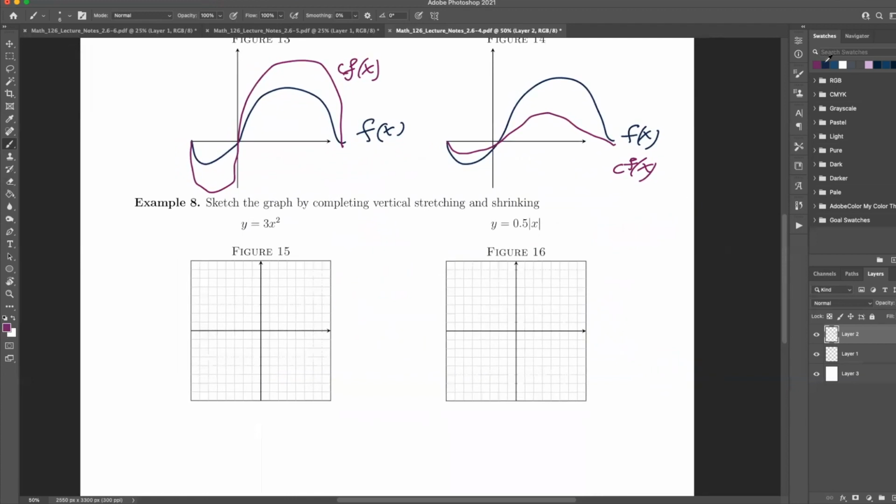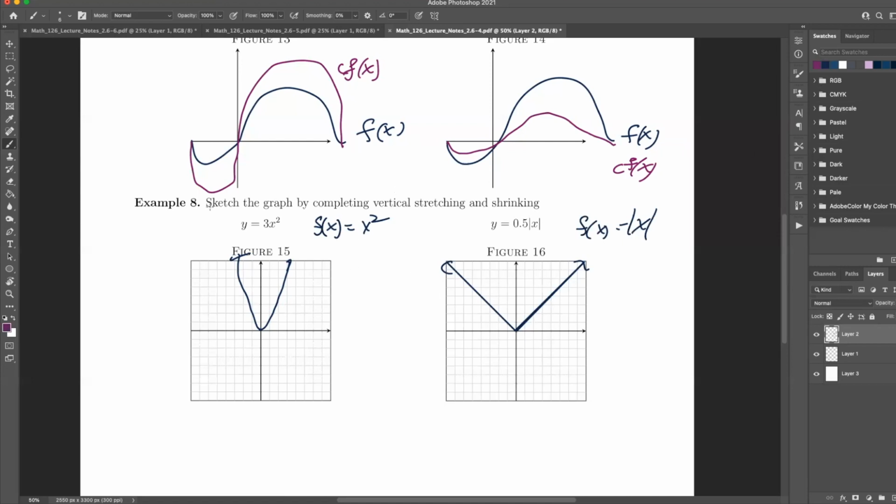So let's go ahead and do our two things. Let's go ahead and graph our original one. Let's put in my x squared. All right, so our original function here, f of x, before we mess with it, will be x squared. Here, the original function before we mess with it is the absolute value of x.